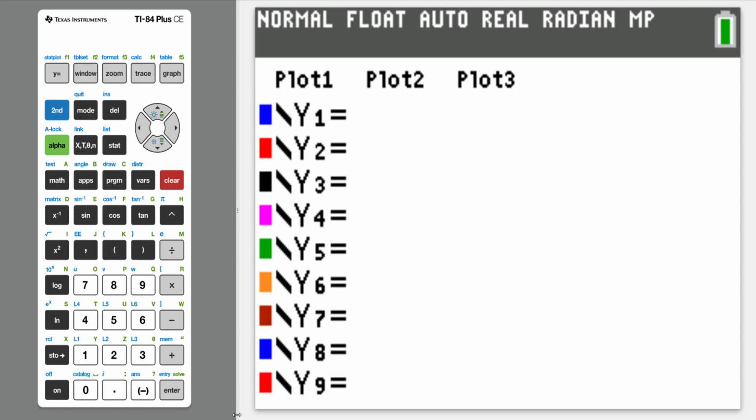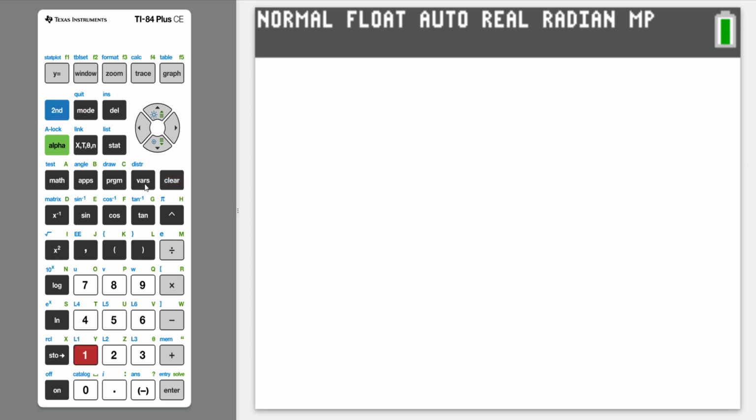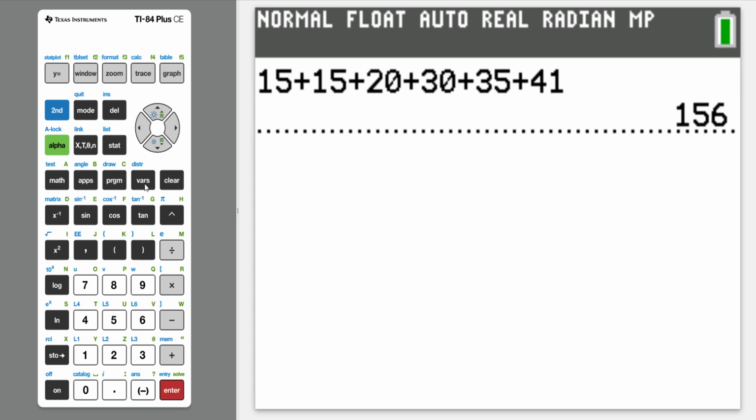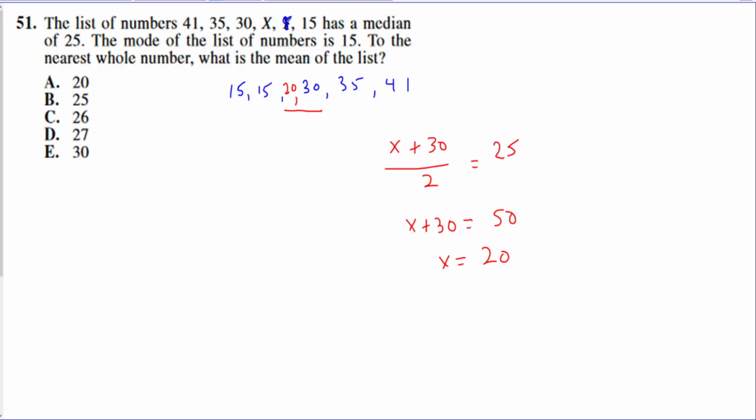Okay, and so I'm going to just go to my home screen, clear everything out, and I'm going to add these up. 15 plus another 15 plus 20 plus 30 plus 35 plus 41. My sum is 156. I'm going to divide by 6, okay, and it's going to give me a mean value of choice letter C, which is 26. Okay, so we're going to go back to our problem and say the answer is choice letter C, okay?